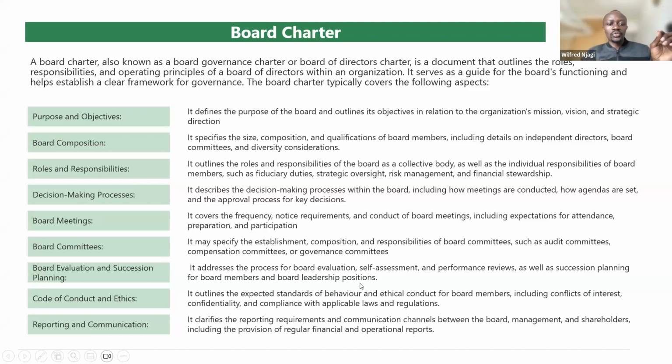In the board charter, you should also put your decision-making process. Again, if your bylaw stipulates, you can also quote it there. And you say, this is how we'll be making decisions. Maybe it's by majority vote, and this is how we'll be setting our agendas. Then you can also tell them the frequency of board meetings, the notice requirements, how long in advance you will be sending the board materials, and any other expectation on conduct of the board, right?